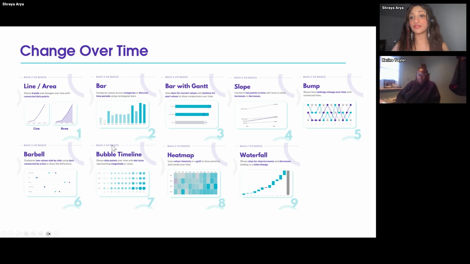Bar charts are great for discrete time periods. So if you're showing changes year on year or month on month. So bar charts are great when the data doesn't need to be connected like a line chart.